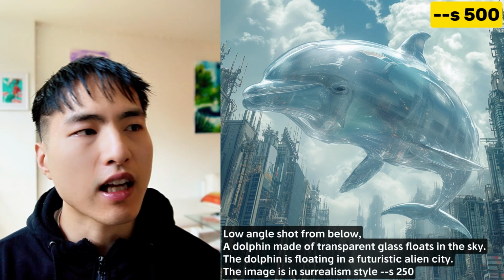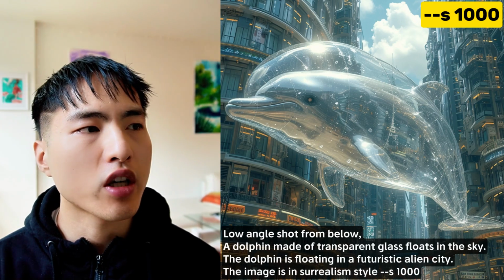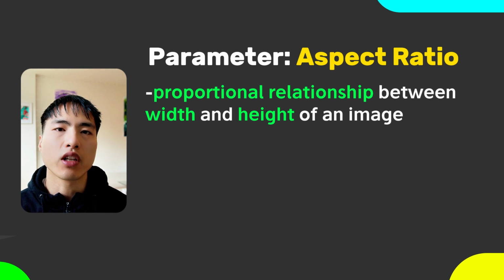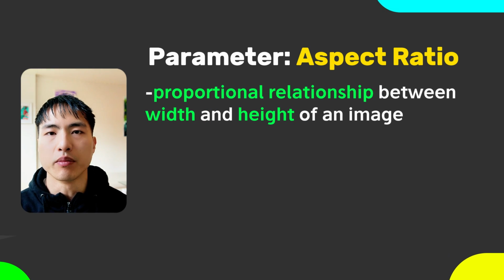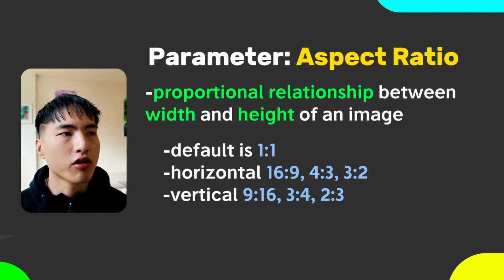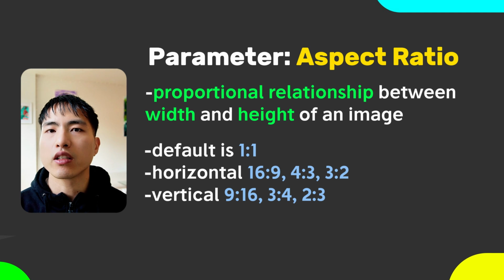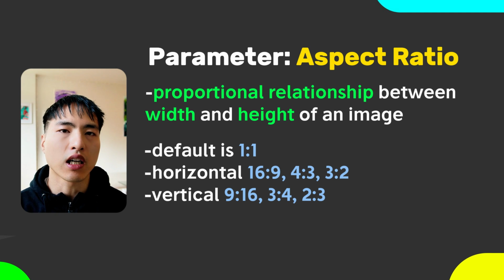As we increase the stylization value though, the images get more artistic, with lights and sparkles. The most common parameter you'll use is the aspect ratio, which is the proportional relationship between the width and height of the image. The default aspect ratio is 1:1, but we can change that to other popular ones like the vertical 9:16 or horizontal 16:9.